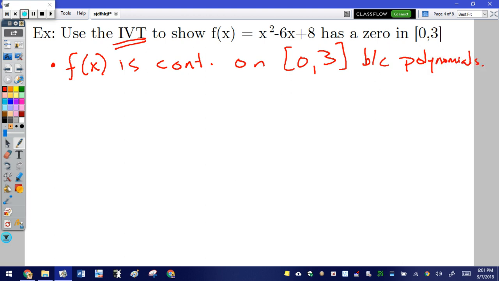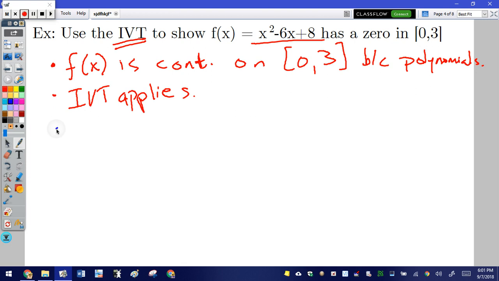There are no numbers you can throw in here to break it and create a discontinuity. So polynomials are always continuous, and that's always a safe assumption, but it is something you need to state from the outset. It is continuous, and therefore the IVT applies. Why? Because it's continuous. That was part of the hypothesis, right? So now let's look at the end behaviors.